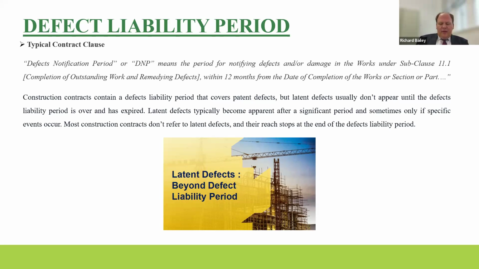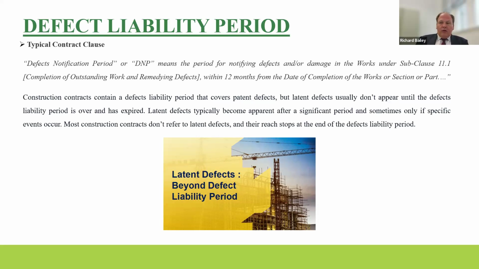Defect liability period. Now, obviously, to introduce that topic just a little bit, it's 1 or 2 years. So that's for anything that might be a patent defect, an obvious defect, or one that ought to have been an obvious defect. So we sometimes have arguments in litigation about whether something was actually a patent defect during that defect liability period. And that's where we might get a crossover with latent defects.